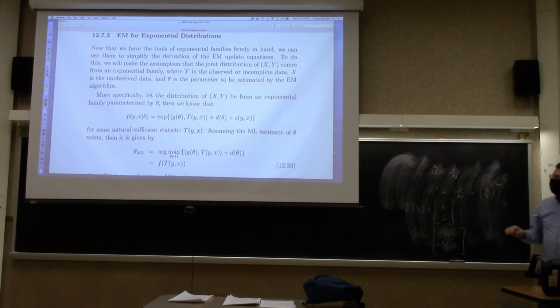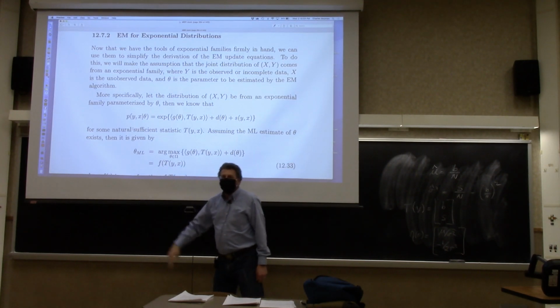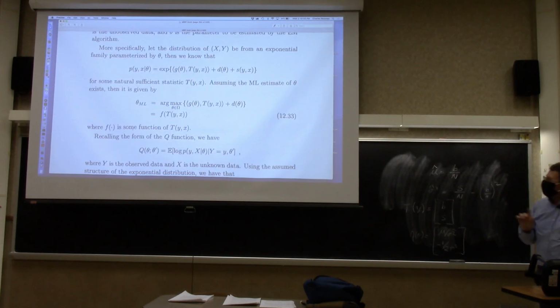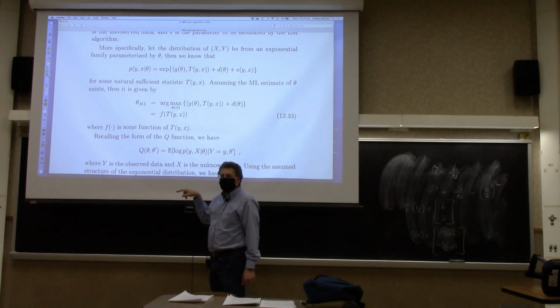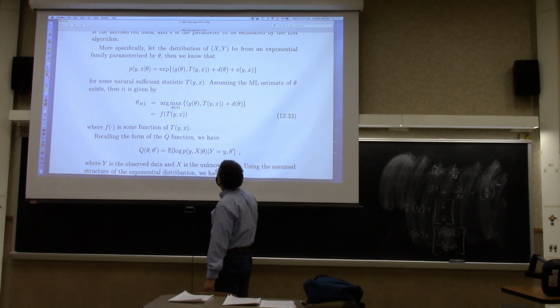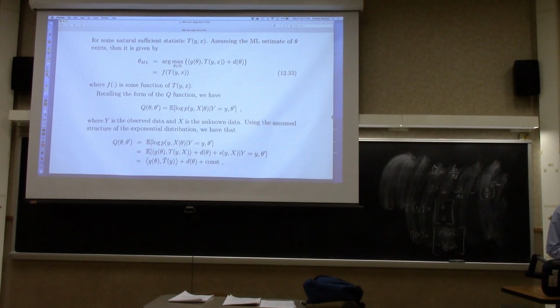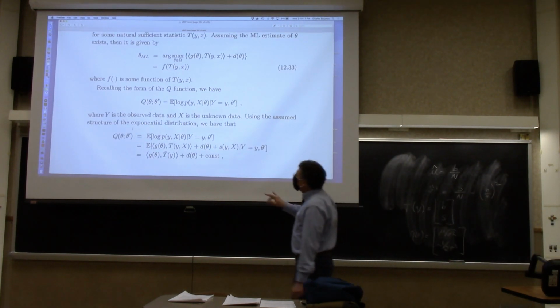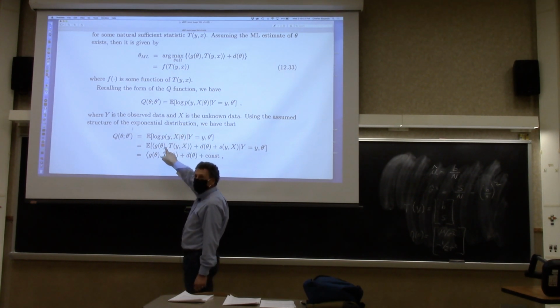So for the maximum likelihood estimate, we had some function of t. Now, for the Q function, we have to maximize the Q function. Since it's an exponential distribution, it has to have the assumed form. So if you take the log of the exponential distribution, you get this.